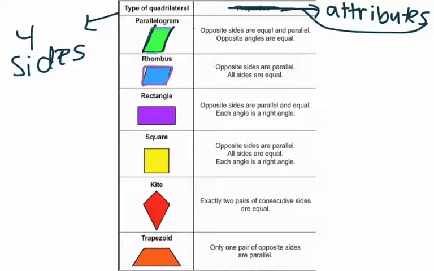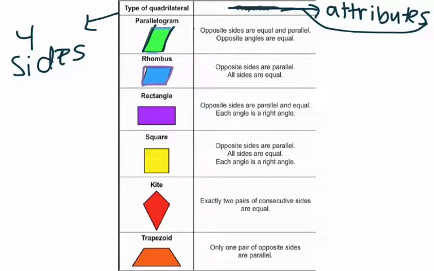A rectangle. Opposite sides are parallel and equal. Parallel means the lines never touch, but they're the same length. They're equal. Same with the other one. Parallel and equal. And what makes a rectangle special is that each angle is a right angle. So remember, a right angle means it's 90 degrees. I could fit a perfect square in there. So there are 4 right angles.